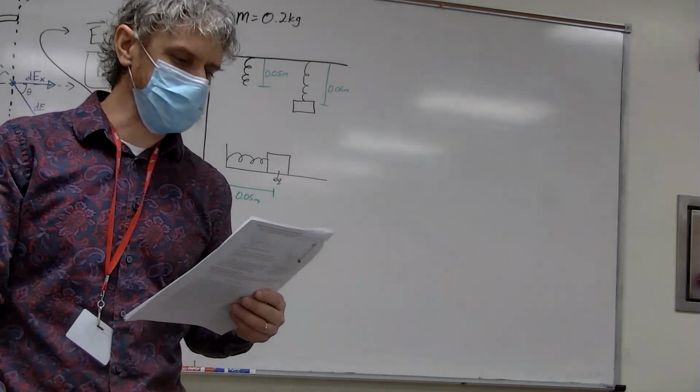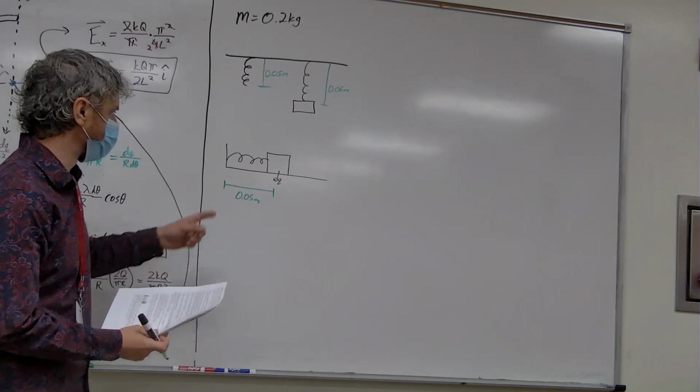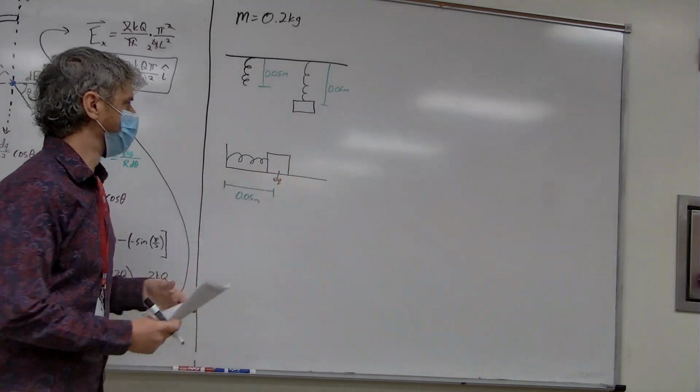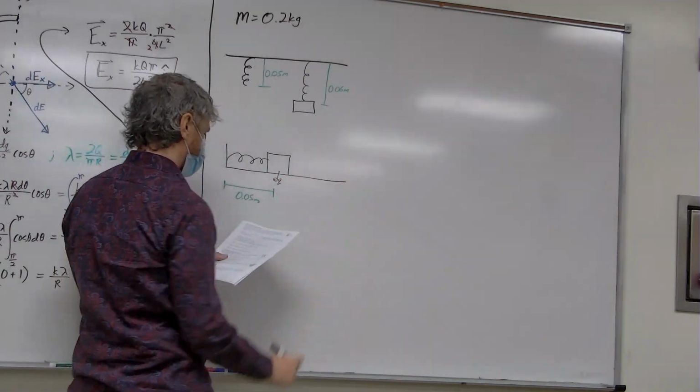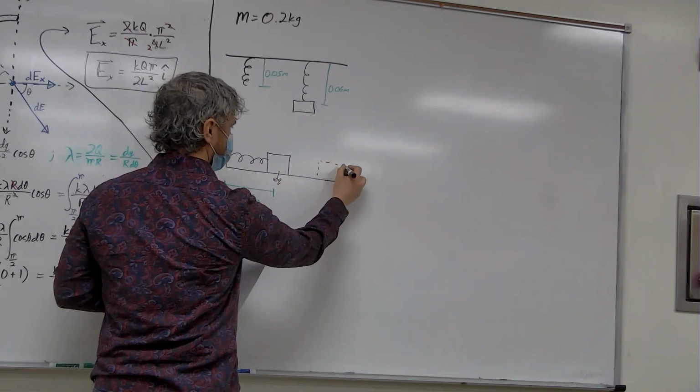The block is then pulled so that the spring stretches to a total length, meaning total from this point to wherever we stretch it to, total length of 0.1 meters. So I essentially double the distance.